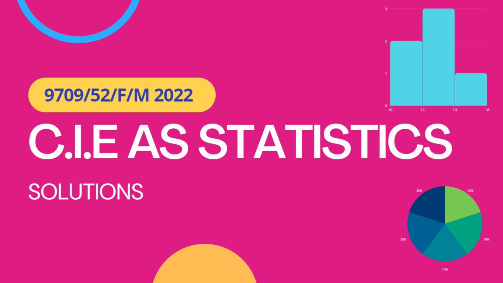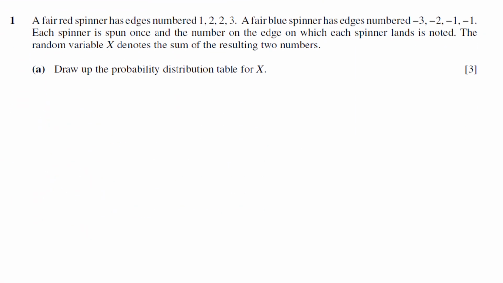Hey guys, today we're going to do CIE AS Statistics 1, which is paper 5, and it was written in the February-March session this year. Now on to question 1.